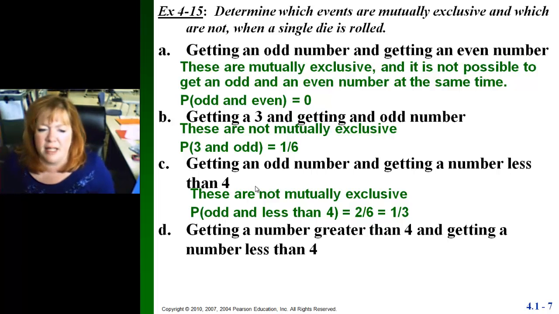Getting an odd number and getting a number less than 4. Because you can have a number that's less than 4 and an odd number, they can occur at the same time, so they are not mutually exclusive.